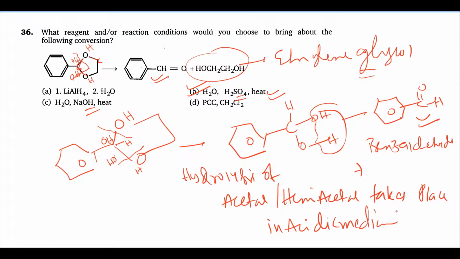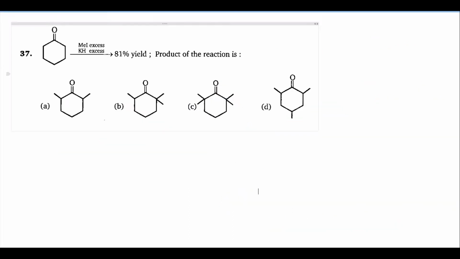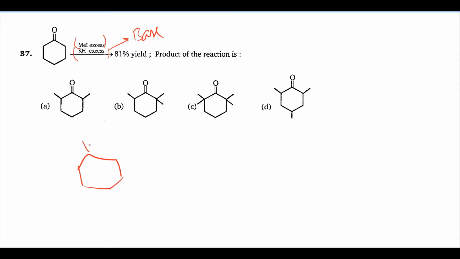Now coming to question number 37. Okay, yeah, this is question number 37. Here what will happen, you can see here, methyl iodide is in excess. KH is a base now. Please listen, this is a base. Okay, as you can see, this is cyclohexanone.